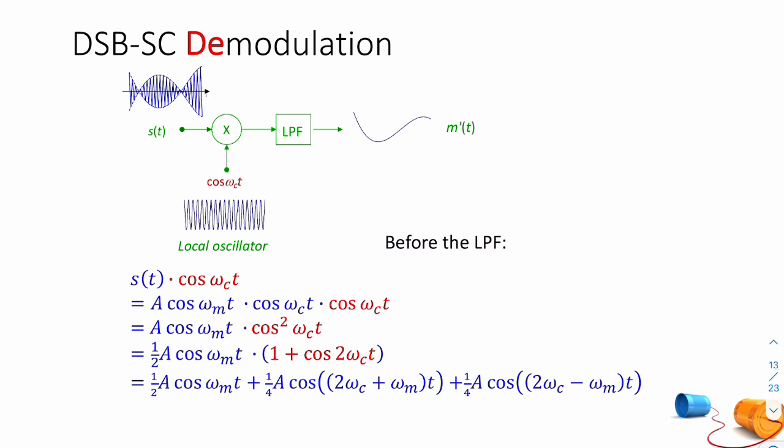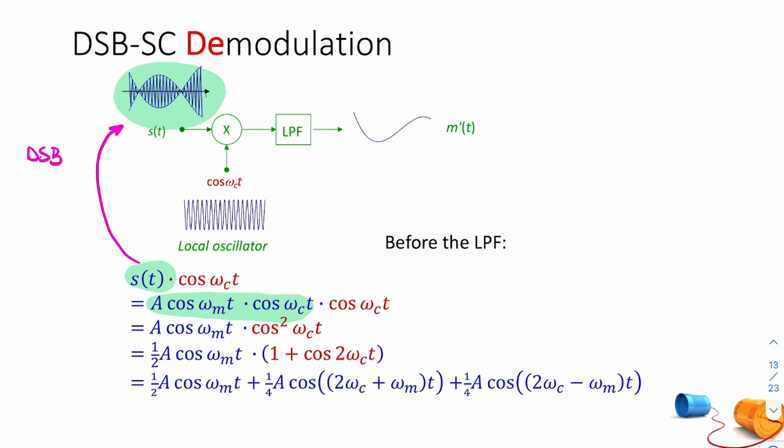So when we're demodulating, what we do is we take our band pass signal. So this is our signal that's already been multiplied by a carrier. So this is your message, and that's your carrier. Together, we call this S of T. So this is your DSB signal.